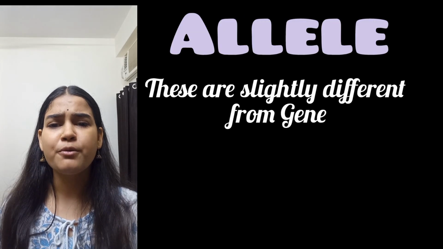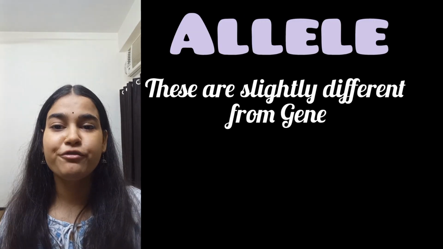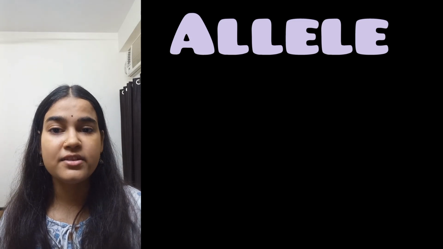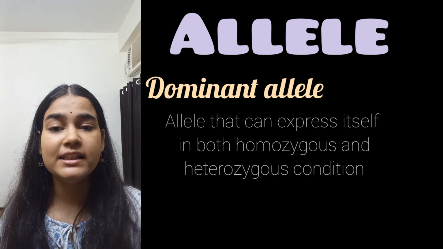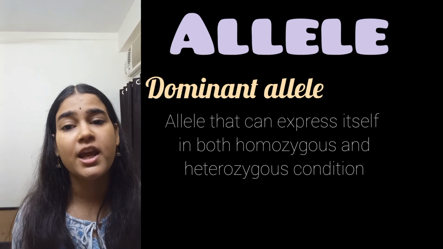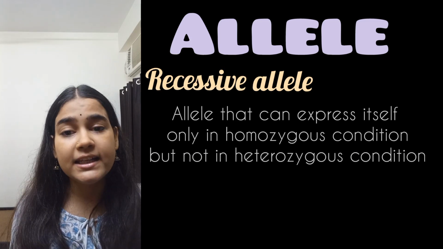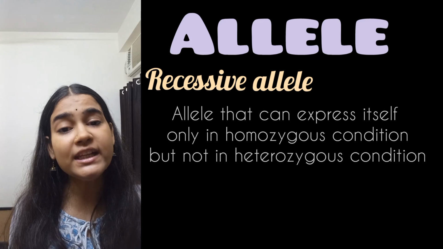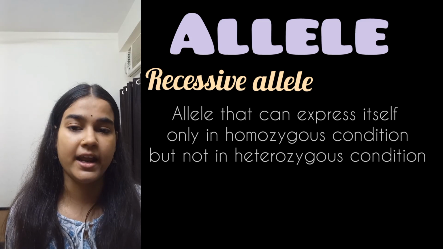Second, allele. These are slightly different from the genes. Alleles are of two different types, first dominant and second recessive. Dominant allele means allele that can express itself both in homozygous and heterozygous condition. Recessive allele means allele that can express itself only in homozygous condition but not in heterozygous condition.